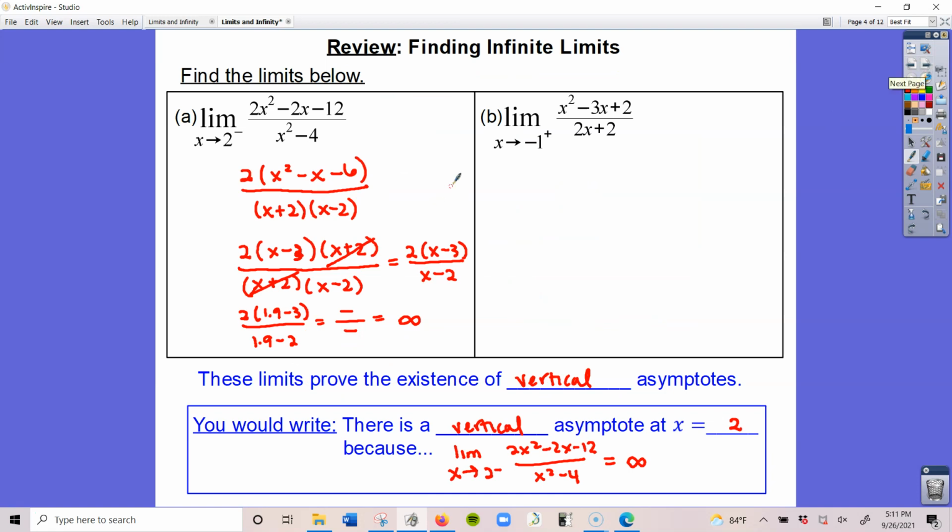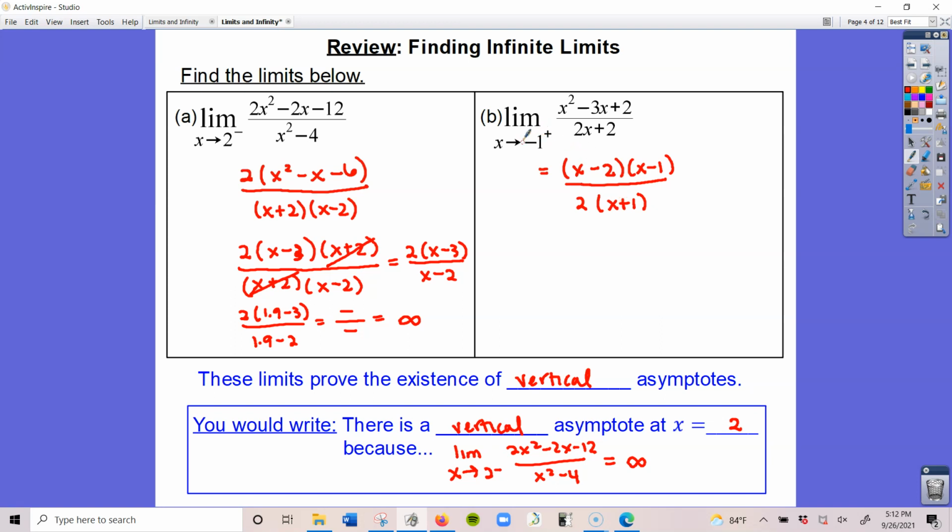So now let's look at this next one. We have the limit as x approaches negative 1 from the right. If I plug in negative 1, I would end up with 0 in the denominator, meaning that we may have a vertical asymptote if that factor does not cancel. So we're going to factor both the numerator and the denominator. X squared minus 3x plus 2 can be factored as x minus 2 and x minus 1, over, in the denominator, I can factor out a 2 and I get x plus 1. Nothing ended up canceling here.